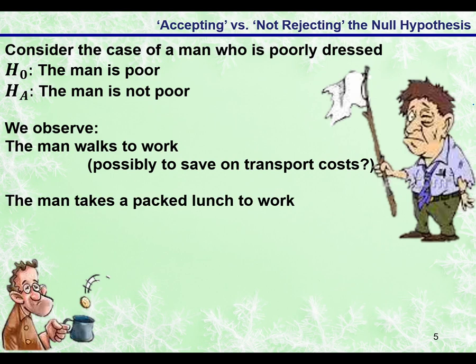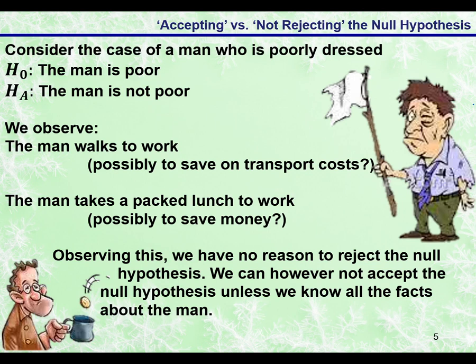Next, we might observe that he takes a packed lunch to work. So is that because he can't afford to buy lunch at work? Or is it because he doesn't like the food that he can get at work? So again, does it support the alternative, or is it not enough to support the alternative? So if we observe these things, we still don't have reason to reject the null hypothesis. But we also can't accept the null hypothesis because we don't know all the facts about this man.